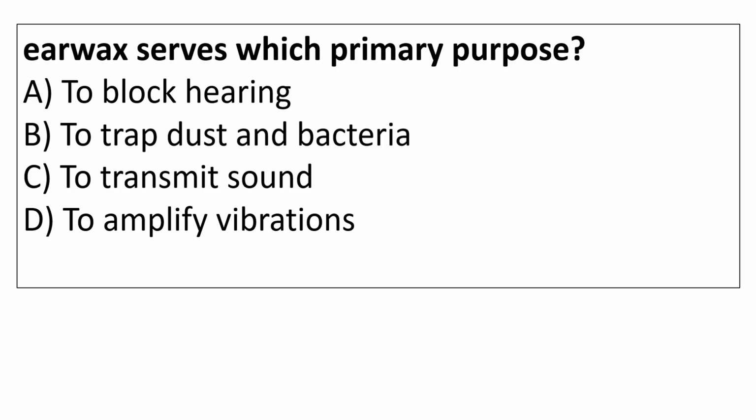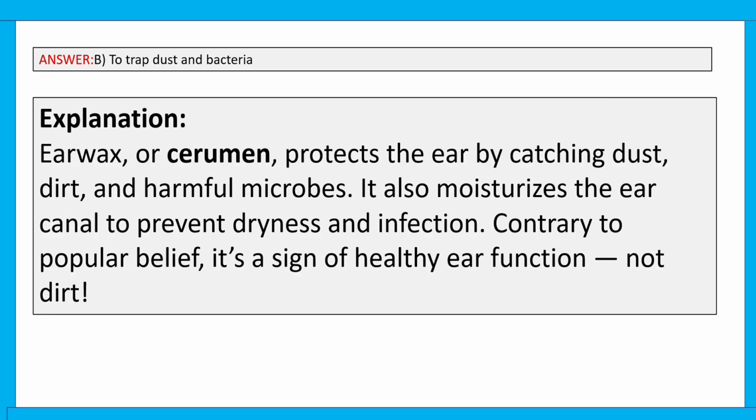Earwax serves primarily to: block hearing, trap dust and bacteria, transmit sound, or amplify vibration. The right answer is option B, to trap dust and bacteria. Earwax is secreted and protects the ear by catching dust, dirt, and harmful microbes. It also moisturizes the ear canal to prevent dryness and infection. Contrary to popular belief, it is a sign of healthy ear function, not something bad.